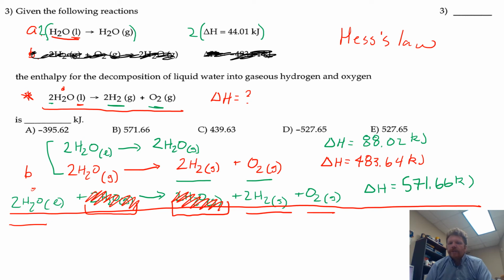My delta H is 571.66, which brings me to answer option B. So your correct answer for this question is B.